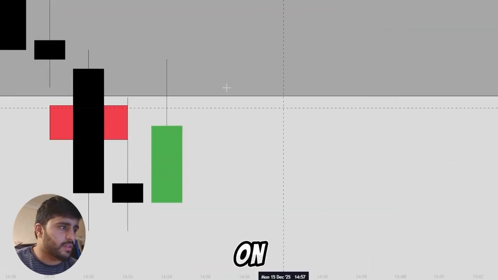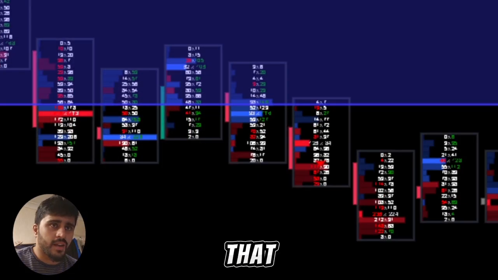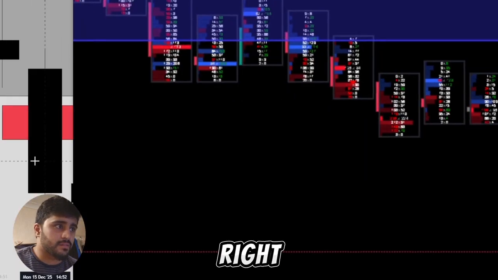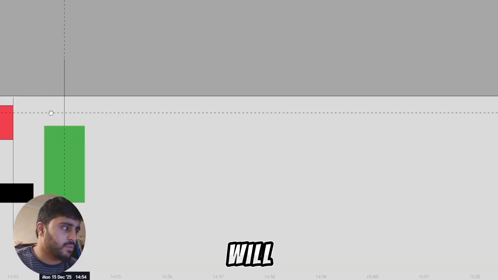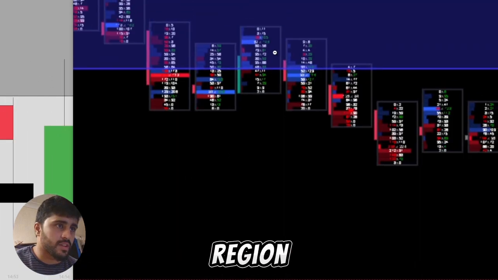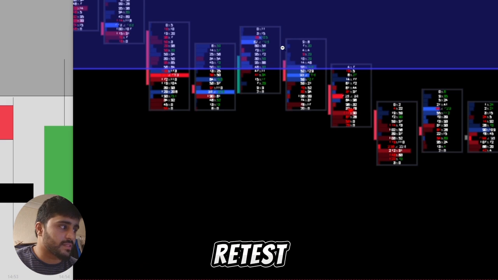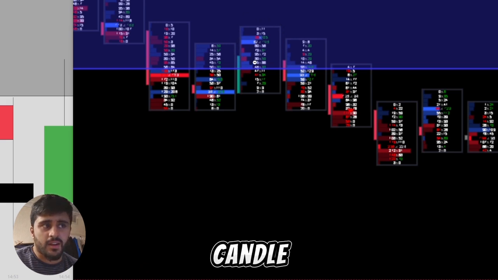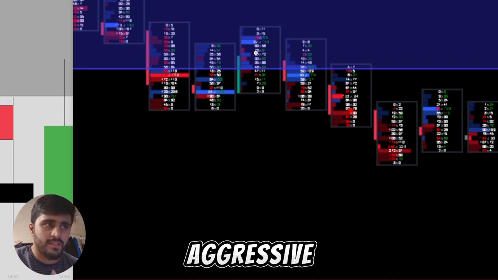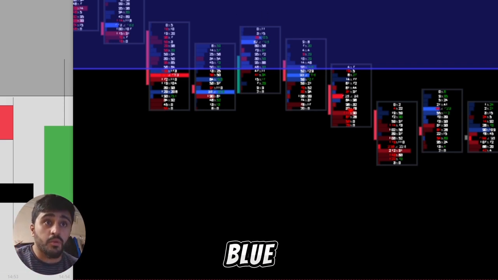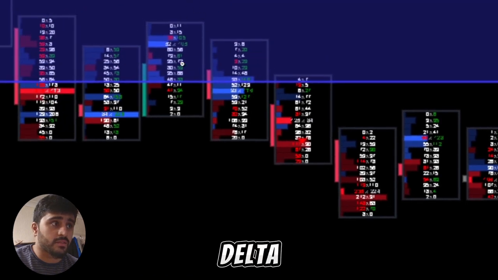What was going on inside of this region? That is here, right? This break, and then we had our retest candle here. That corresponds to this region here. Right there, that is the retest candle. In that retest candle, all we can see is a ton of aggressive buyers, because of the blue delta, this positive delta over here.